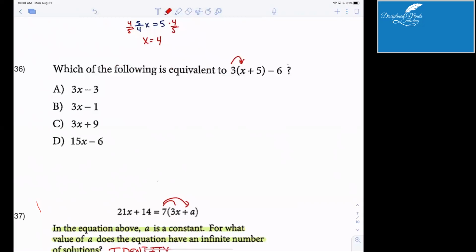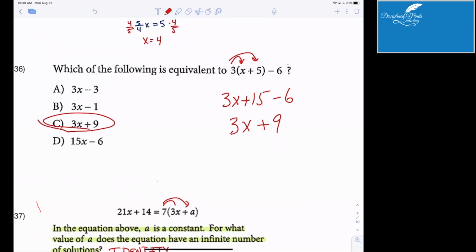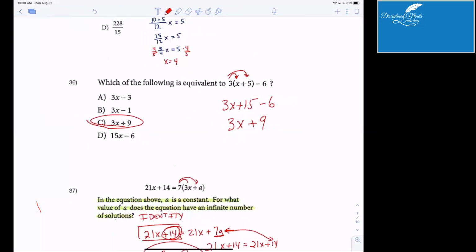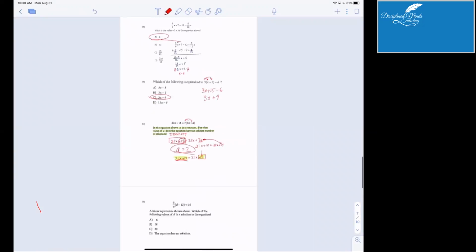Always distribute. What is that? 3x plus 15 minus 6. Now what? What's that? Good with that? Okay, I want everybody, you've got to stop and I want everybody to look at 37.